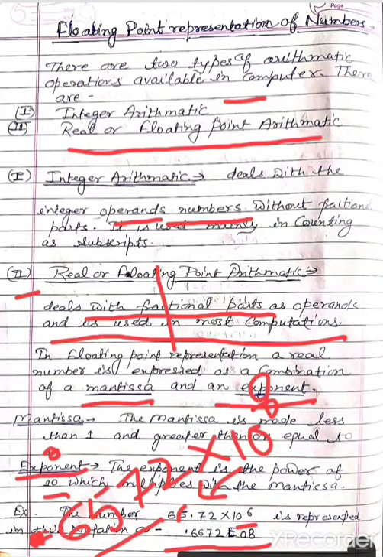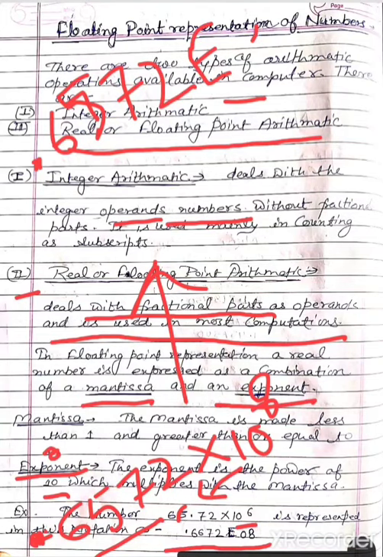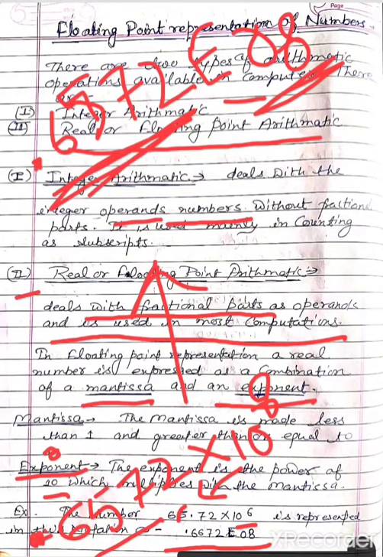So we can write it in the floating point representation as 0.6672E08. This part represents the mantissa and this is the exponent part. The exponent part represents the power of 10.